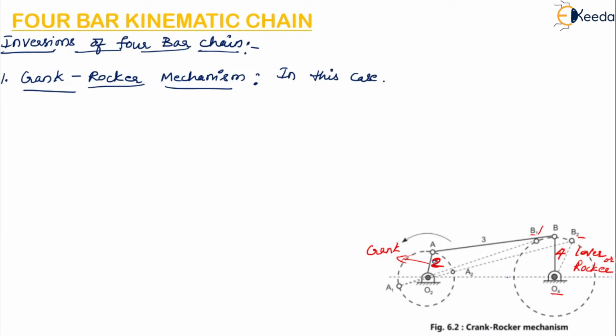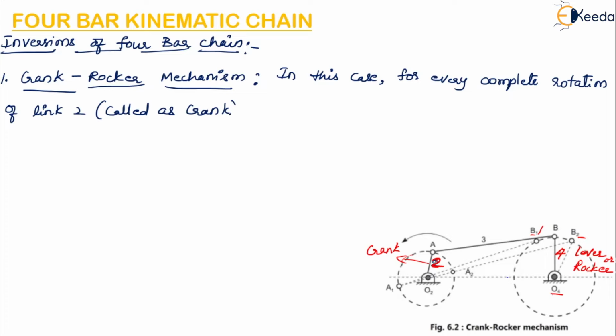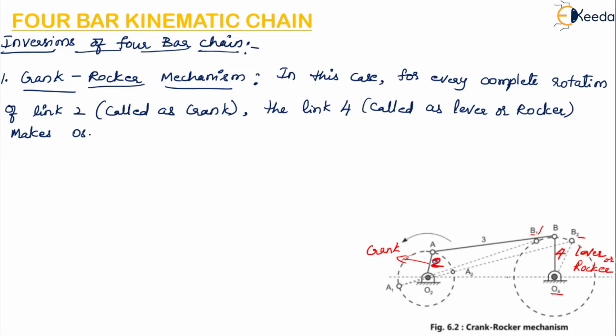So in this case, for every complete rotation of link 2, which is called the crank, the link 4, called the lever or rocker, makes oscillation between extreme positions, that is O4 B1 and O4 B2.